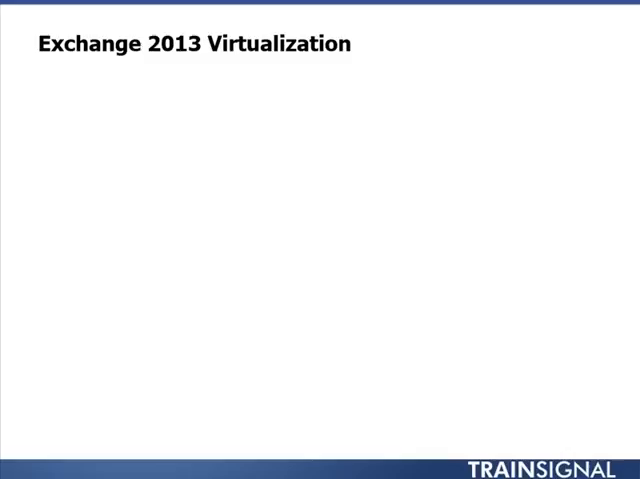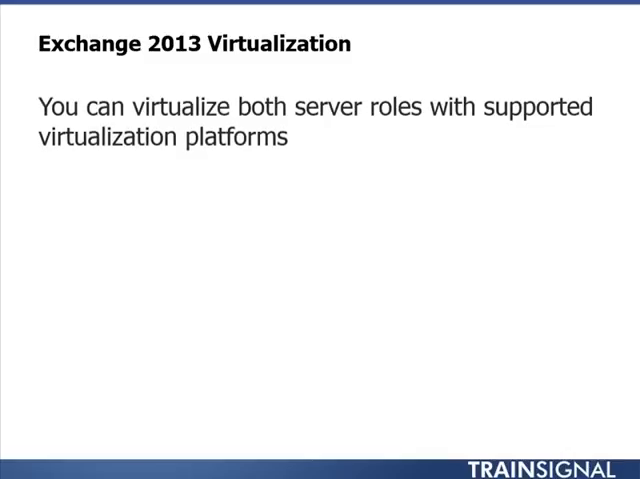As far as the server roles that can be virtualized, you can virtualize both server roles with supported virtualization platforms. Now, what does that mean? Well, there's actually a server virtualization validation program, an SVVP. And that program pretty much lists out the vendors that are supported when it comes to virtualizing all of the Microsoft solutions. Obviously, Hyper-V is on the solution list, but so is VMware's ESX, as well as hypervisor and virtualization platforms from Citrix and all your main vendors. So it's not really a problem in terms of virtualization. Exchange can pretty much be installed on any virtualization platform within the SVVP program.